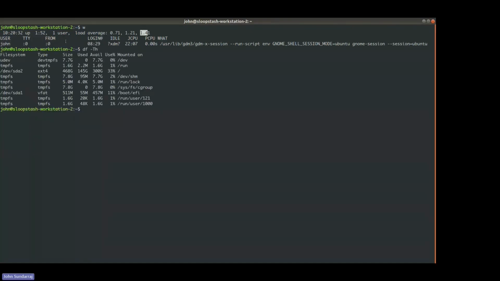Okay. When I run this df -h command, the system size, used, and available are shown. That's what we have in the sda2 device. So that's telemetry data.